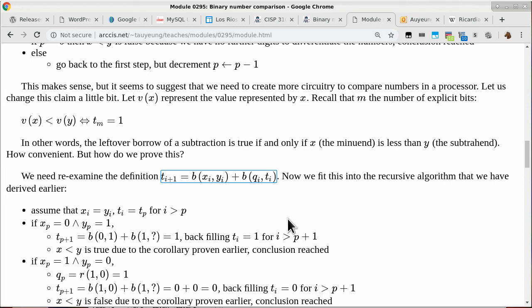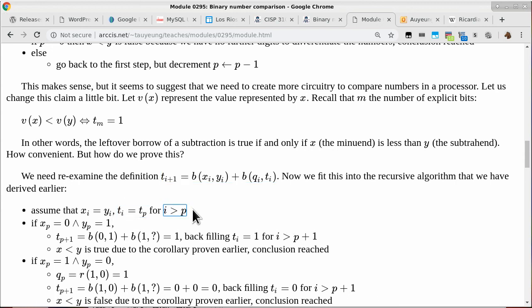So once again, the meaning of these letters, x, y, q, t, should be fairly familiar by now, because we talked about those in the previous class. This is not new. When we talked about binary subtraction, we already presented this equation. So now we want to fit that into what we just did. And once again, we make the same assumption here.